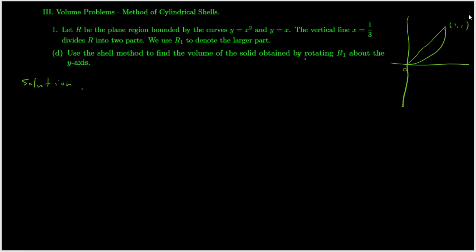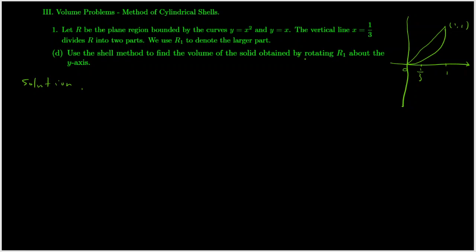Now look at the plane region. This time you have a vertical line. This vertical line has the equation x equals 1/3. You project this point to the x-axis. I think this point you have 1. And you also have a vertical line here, the vertical line x equals 1/3. So this is a point with x value of 1/3.